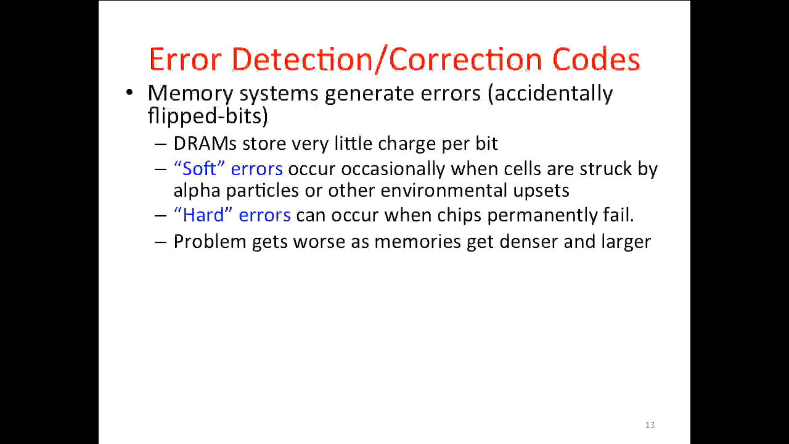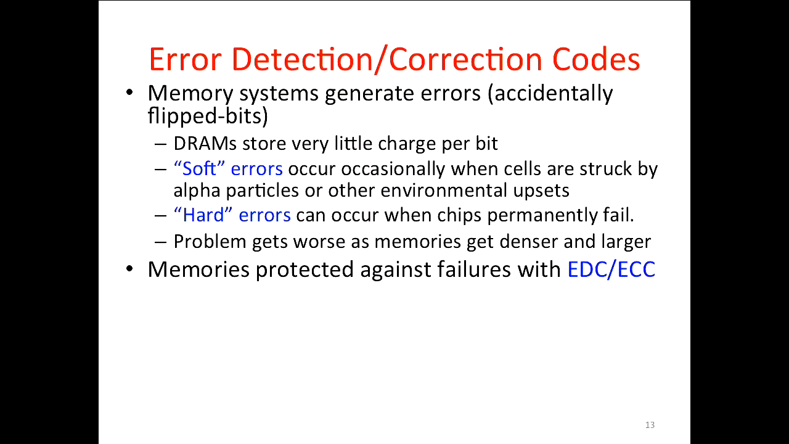So both these things, hard errors and soft errors, get worse as memories get denser and larger. They get denser so the individual cells are smaller. That means there's less charge there, so it's easier to disturb them. Also, there's just more memory, so there's more stuff to hit with a cosmic ray. You've got a bigger target to hit with your particle beam.